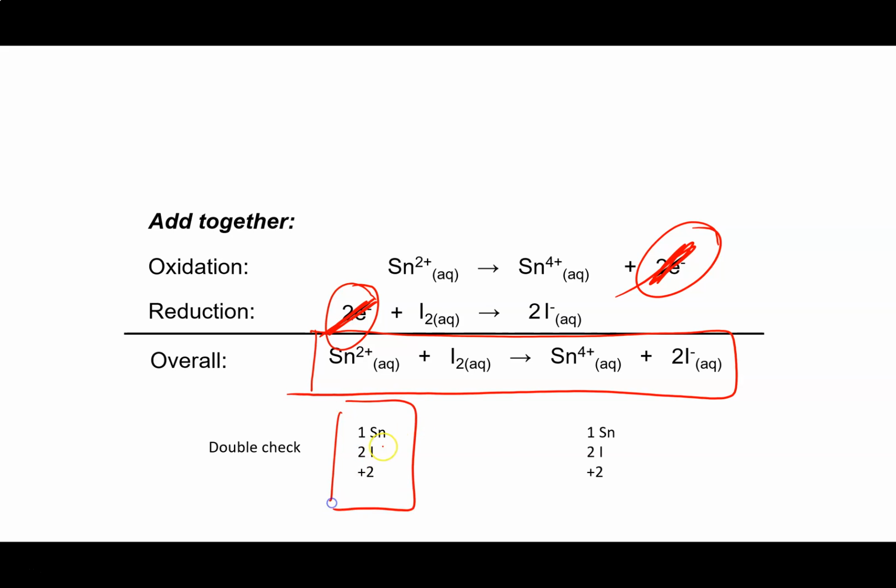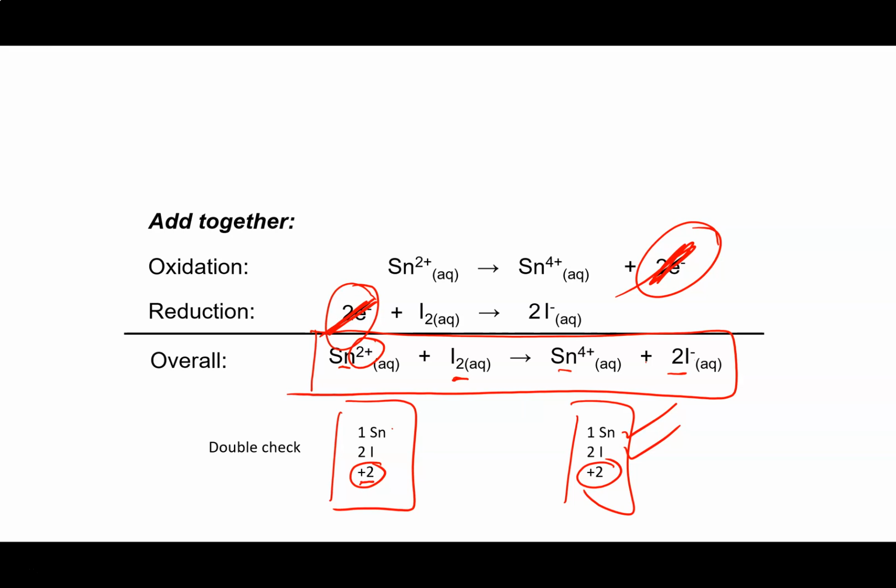So when I double check everything, I've got 1 tin on the left, 1 tin on the right, so they balance. I've got 2 iodines on the left and 2 iodines on the right, so they balance. And then I'm going to look at my total charge. I've got a total charge of 2 plus on the left, and then 4 plus 2 minus gives me a total charge of 2 plus on the right. So it all balances, right?